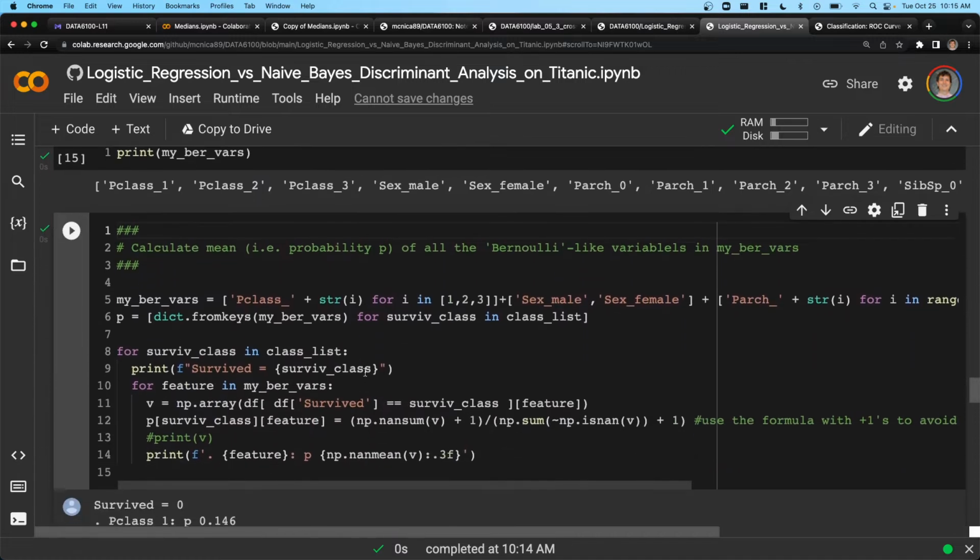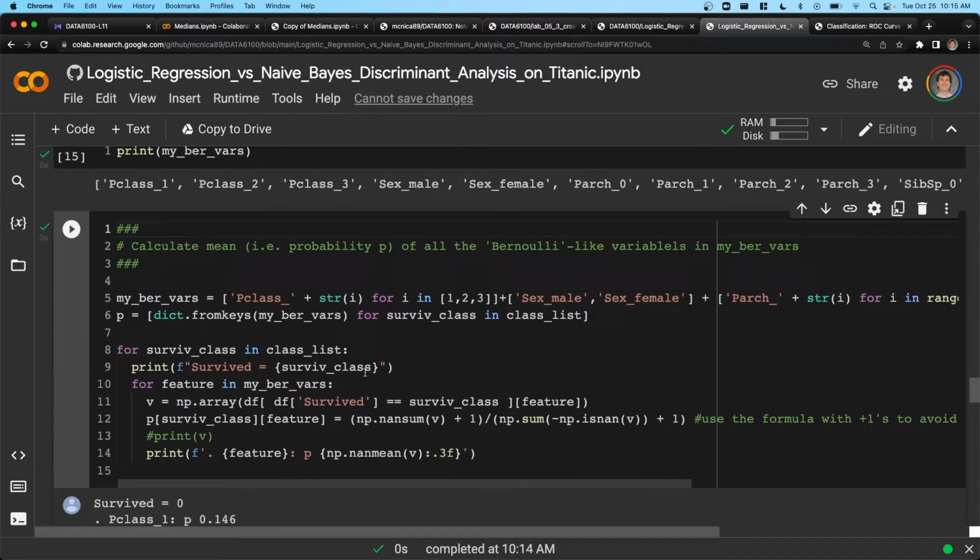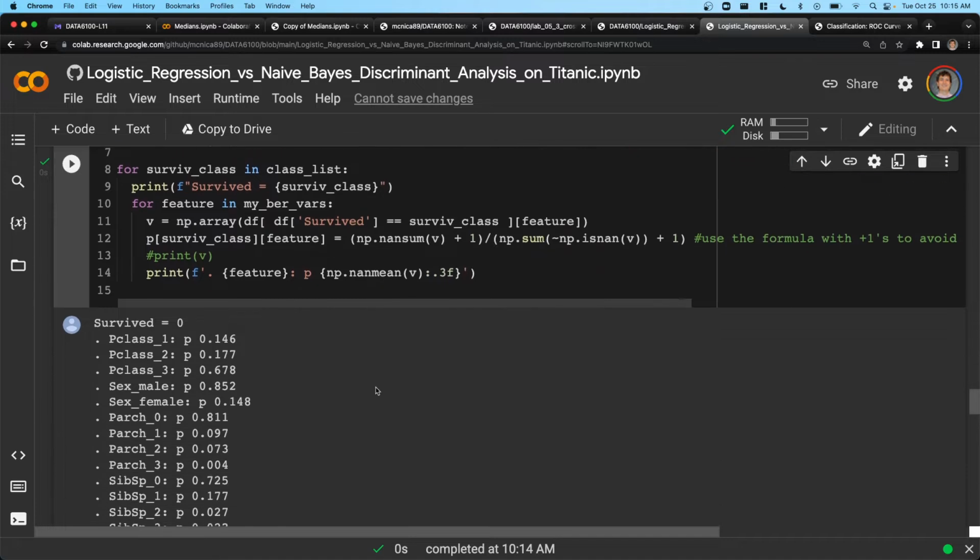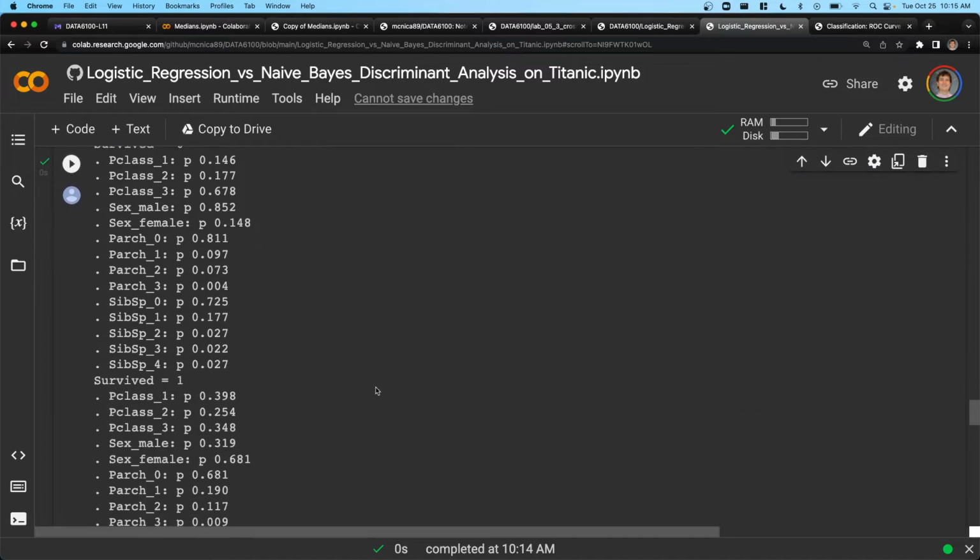Okay, and then I do the same exact thing. So I just loop through the two different classes, survived equals 0 and survived equals 1, and I calculate the average in each one to get the probability. And you get this big thing that looks like this because there's a lot of them.